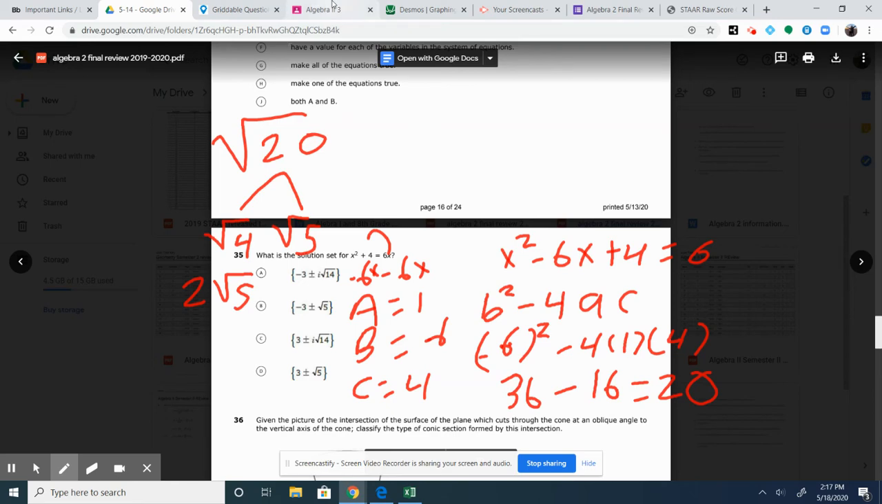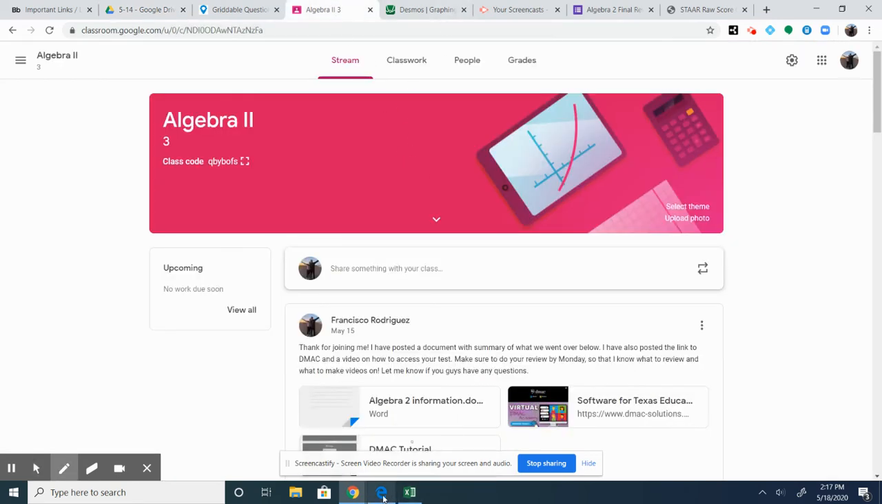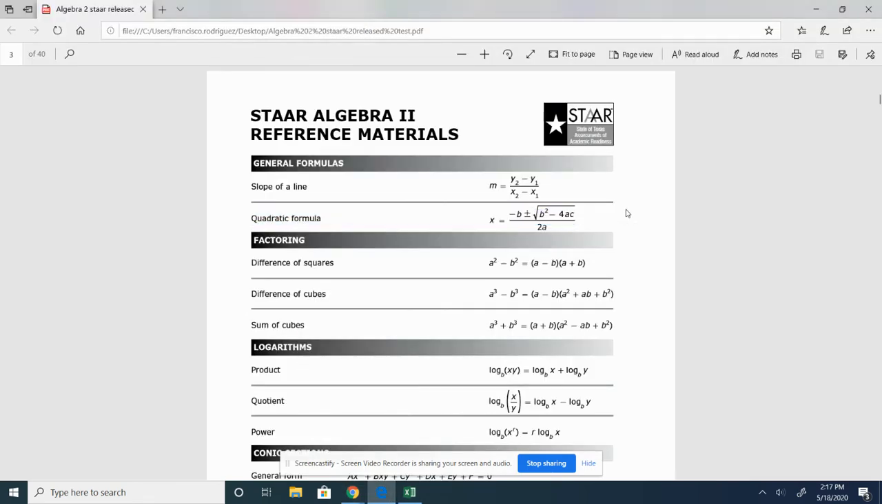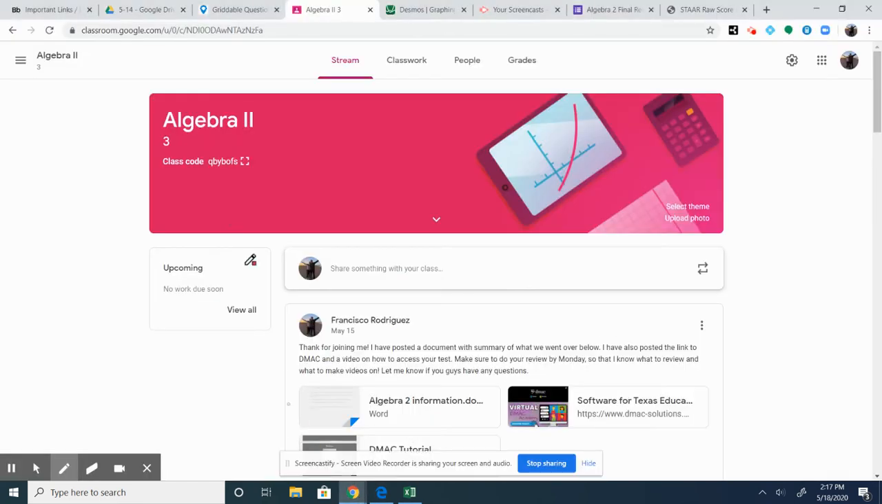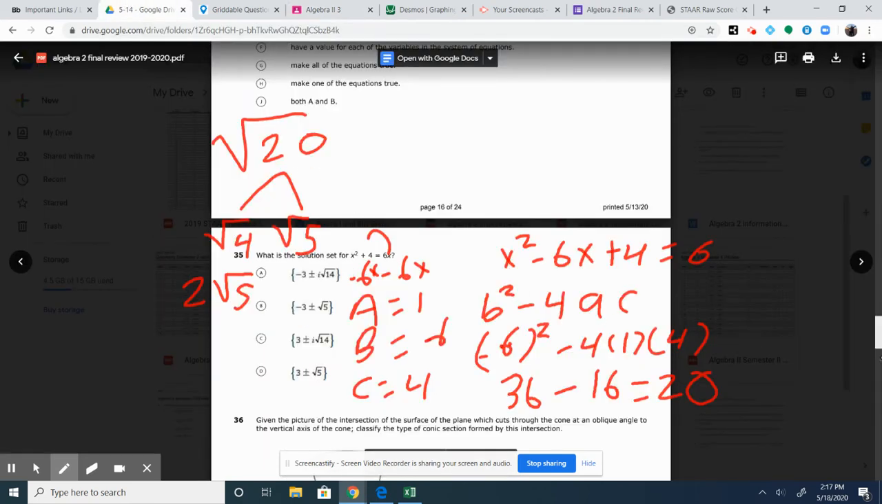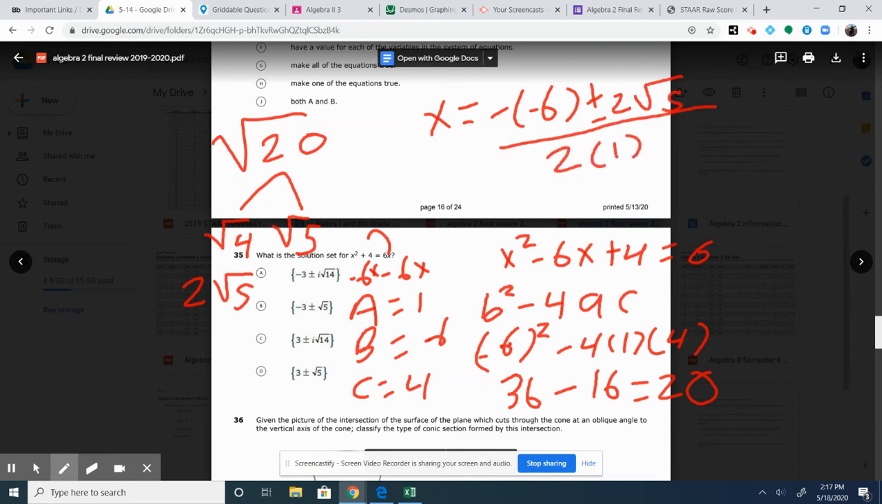So now that we have that, we're going to put into the rest of our formula, which is negative b plus or minus square root of our discriminant and 2a. So let's go ahead and put the rest into our formula. So it's going to be x is equal to negative 6, because that's our b, plus or minus 2 square root of 5, which we have figured out, and 2 times 1, which is our a.